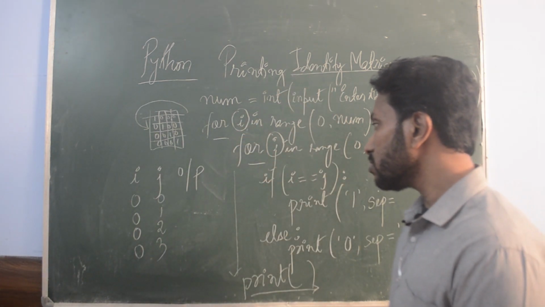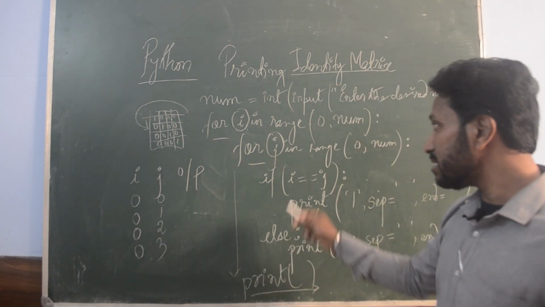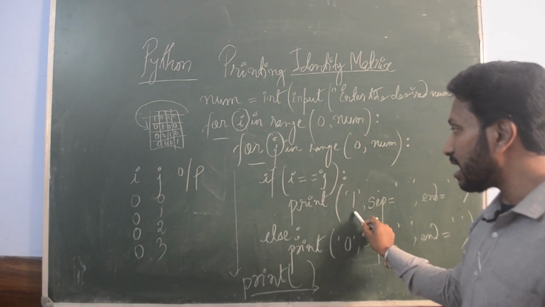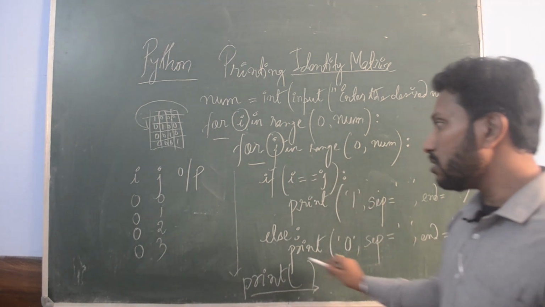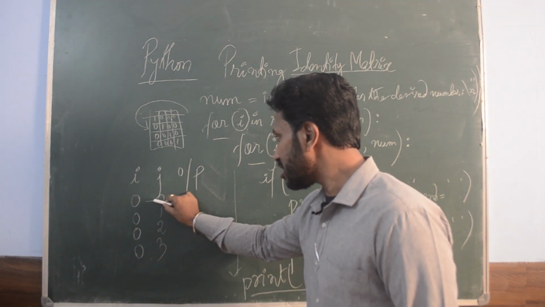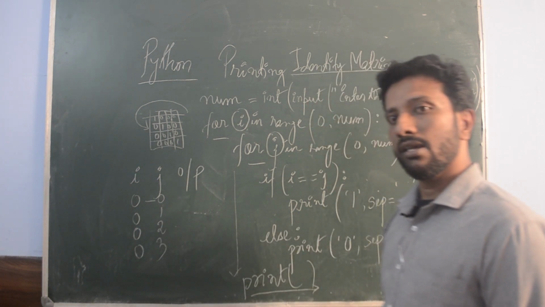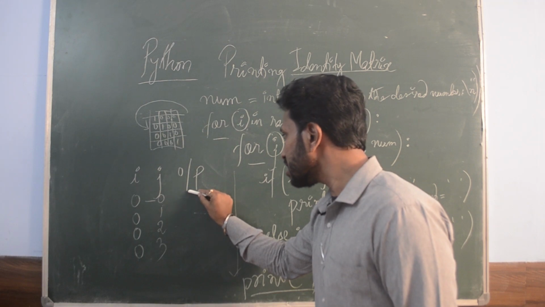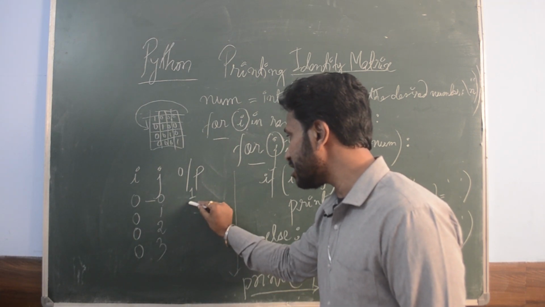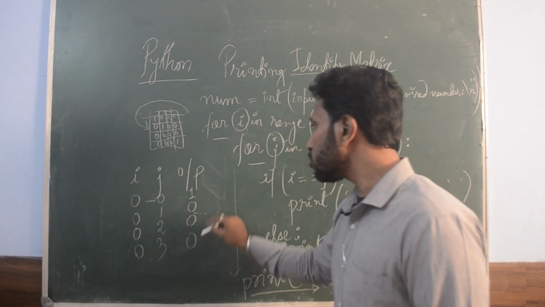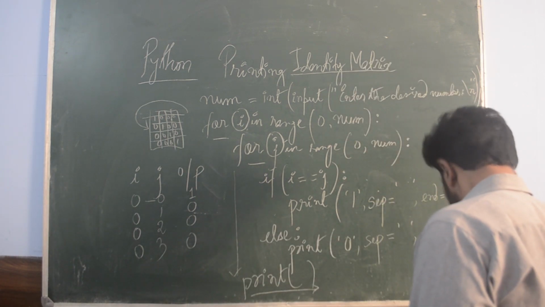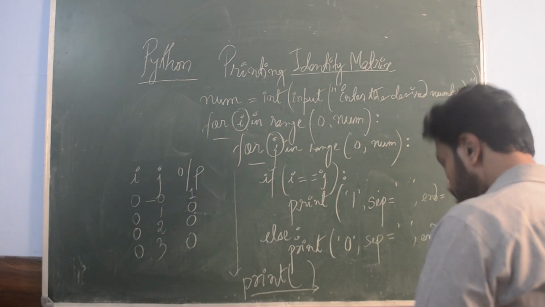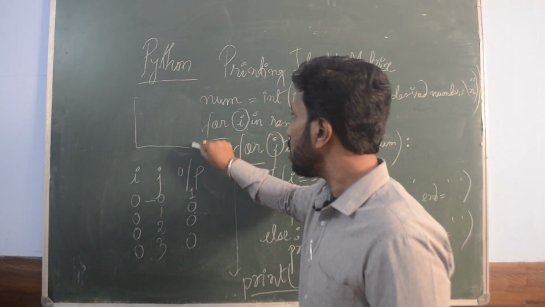So as I said, the condition is if I equal j, then only it will print 1, otherwise it will print 0. So only in this condition, the first one, the value of I and j are equal. Therefore, this will be 1, and in all the other cases it will be 0. So like this, we are getting the first row. Let me show you what I mean.